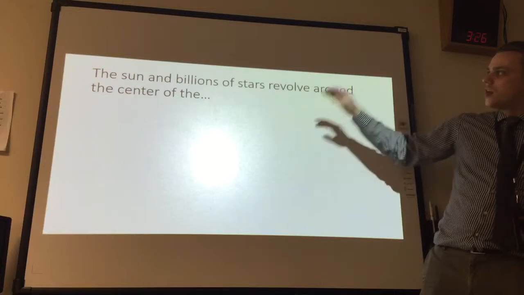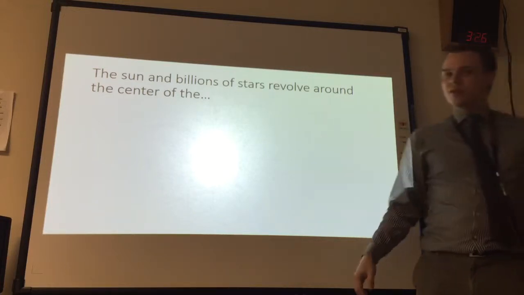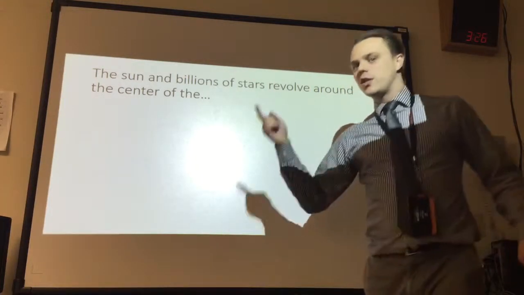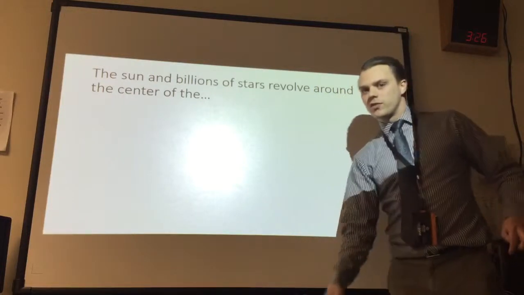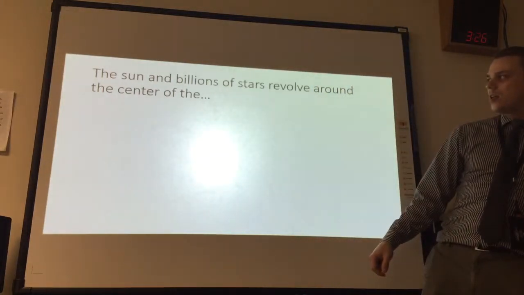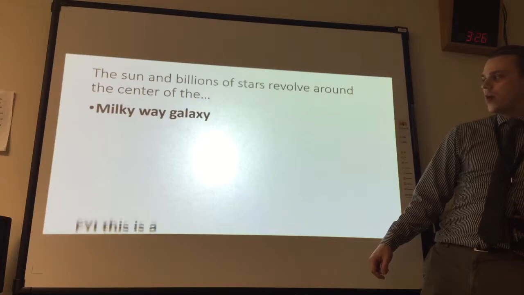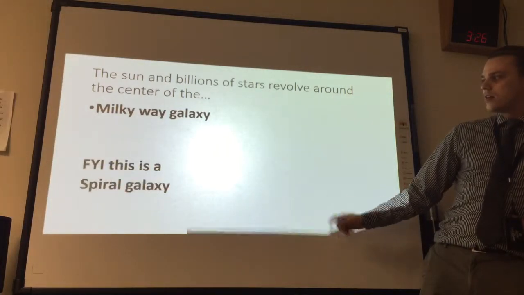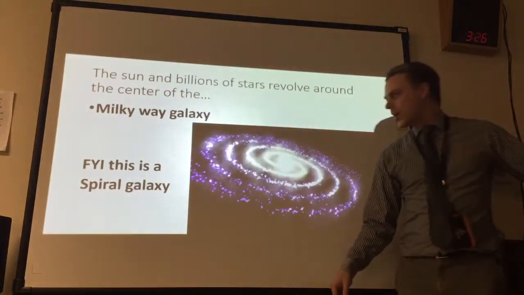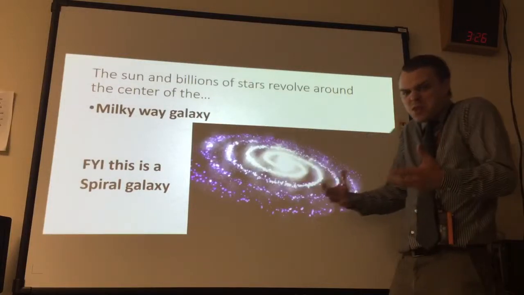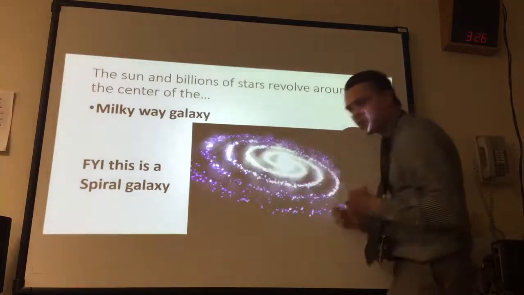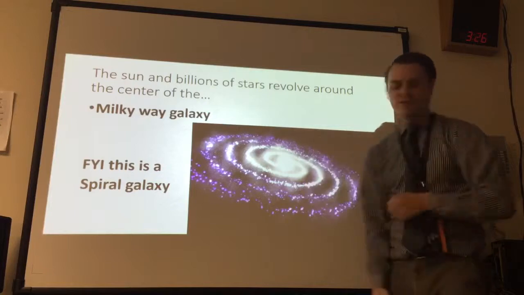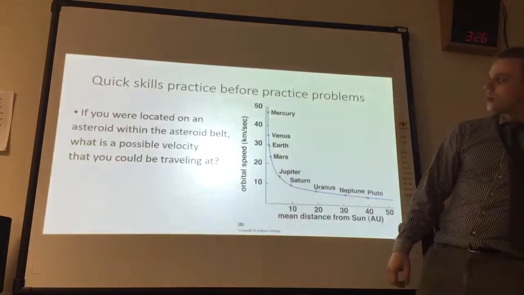So, the sun and billions of stars revolve around the center of the what? This is the only galaxy you need to memorize for the Earth Science Regents exam, and that is the Milky Way. By the way, it's a spiral galaxy. Looks like that. There's a giant black hole in the center of it, keeping everything together, holding all these edges in, and it actually spirals around itself. I don't know which way it goes, but that's what happens.